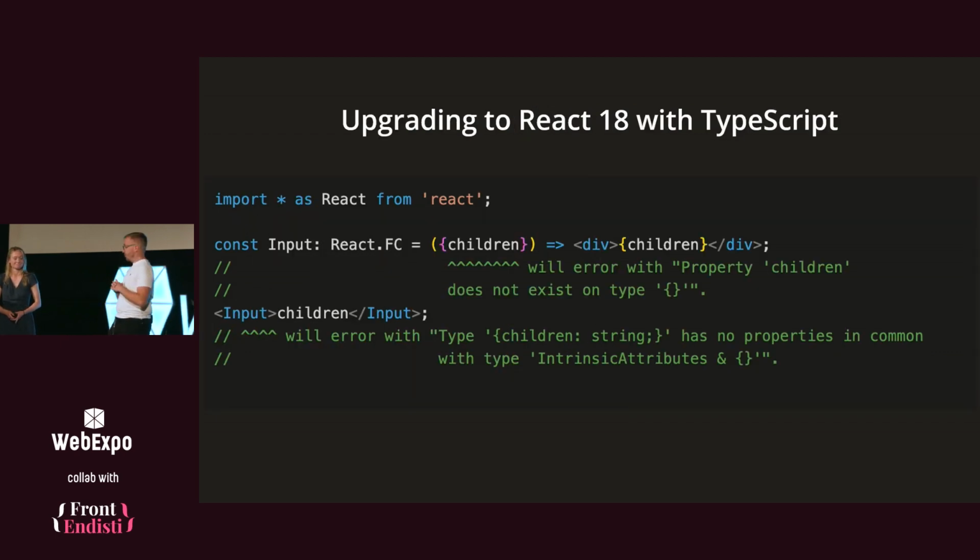What about TypeScript? One significant change is that implicit children in functional components or all component types got removed. It was a great opportunity for the React types owners or library owners to get rid of this. They wanted to do it for a longer time.